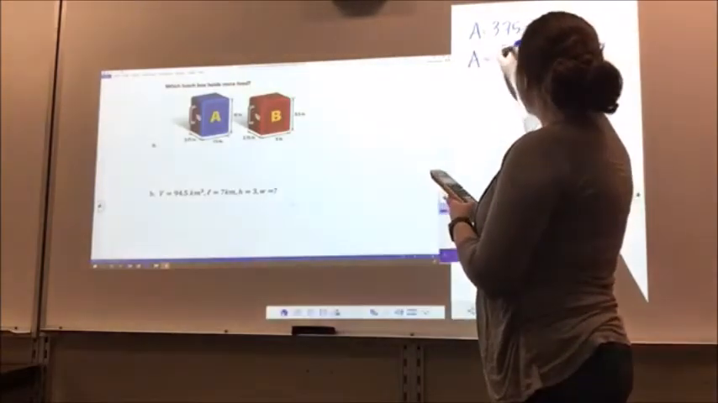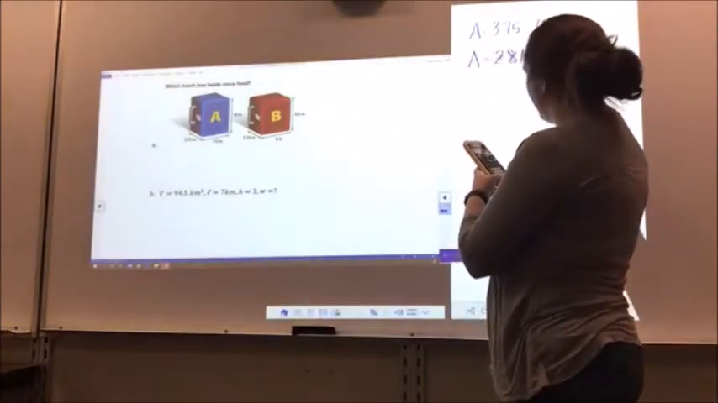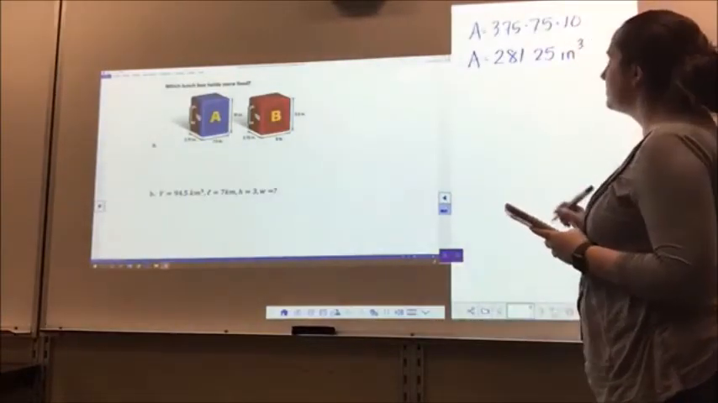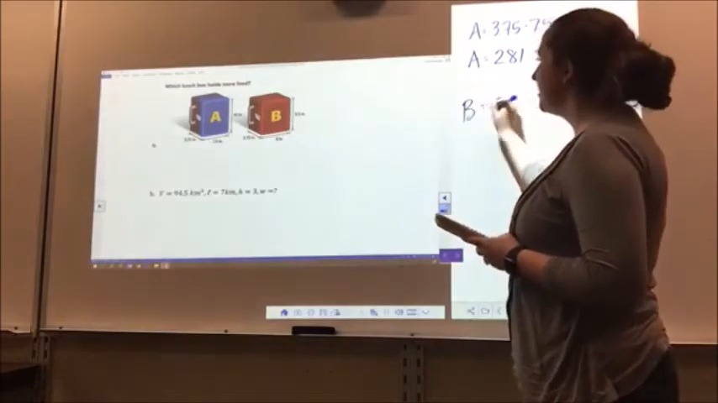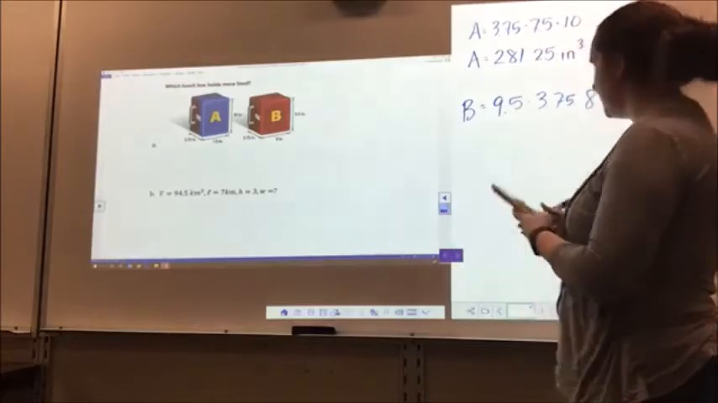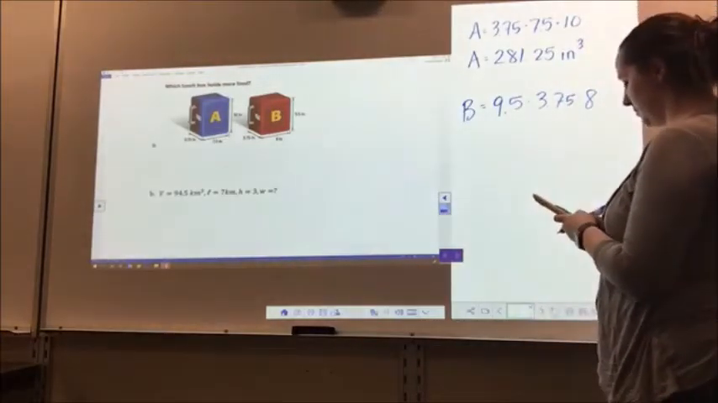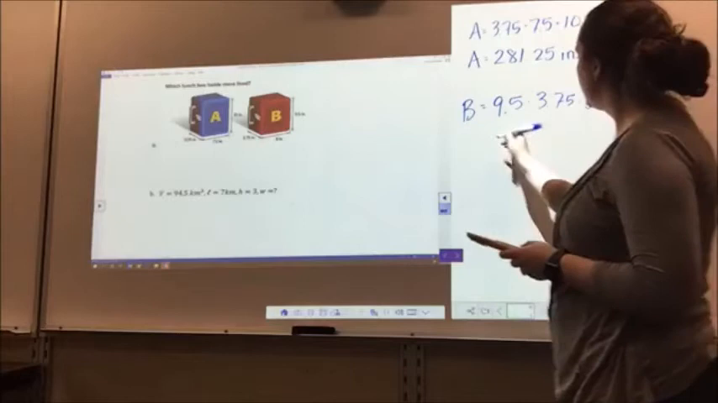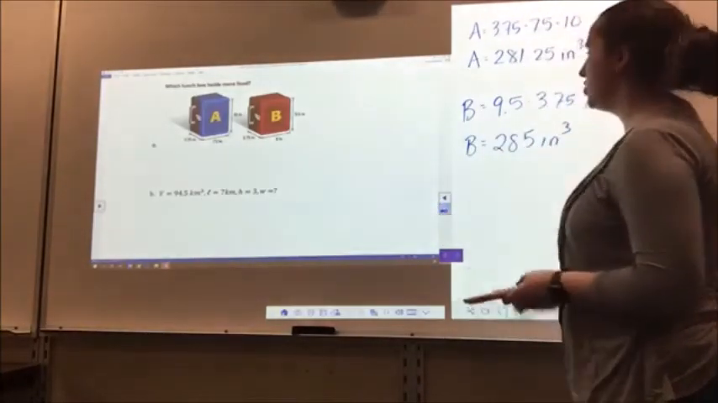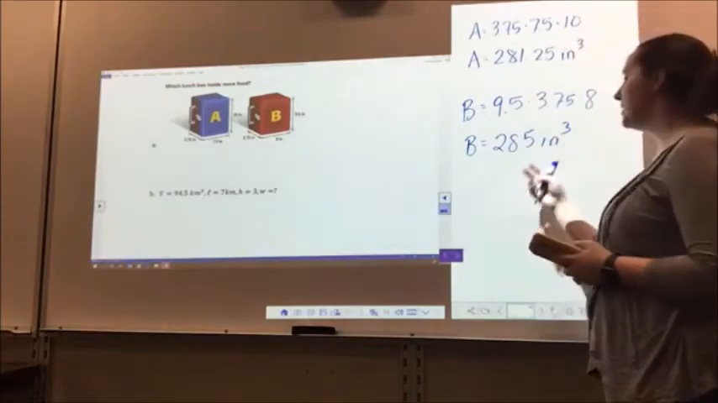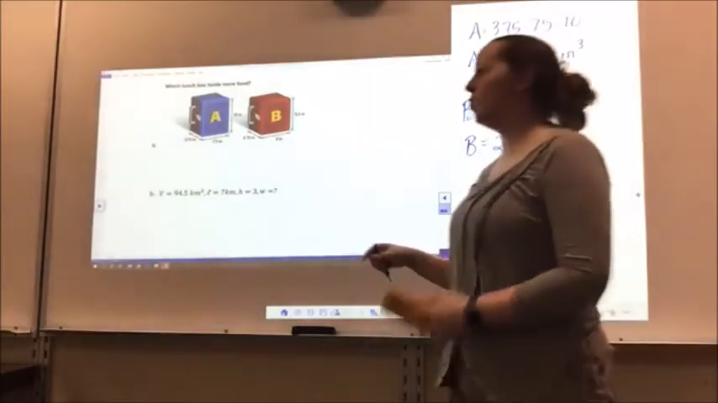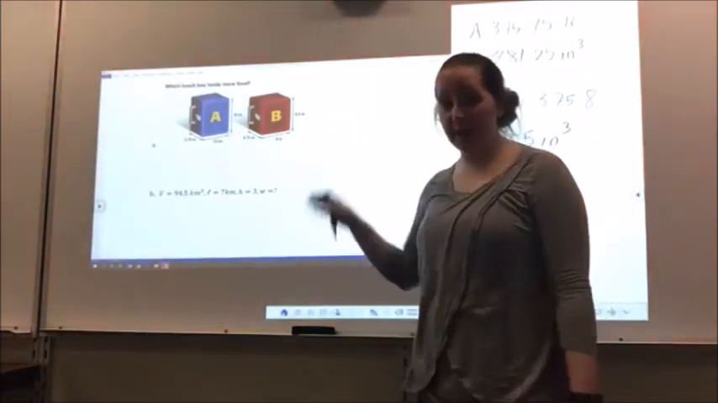So lunchbox A is 281.25 cubic inches. Okay? Lunchbox B, 9.5, 3.75 times 8. So lunchbox B is 285 cubic inches. So lunchbox B is bigger than lunchbox A, holds more. So if you want more food, take lunchbox B to school.